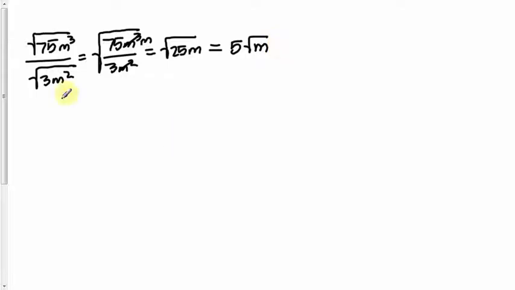So you can use that property that we talked about last week either way. If it were like this and it helped us to break it up like this, we could. If it were like this and it helped us to put it together like that, we could. So it's just whichever way works to make your problem simplify.